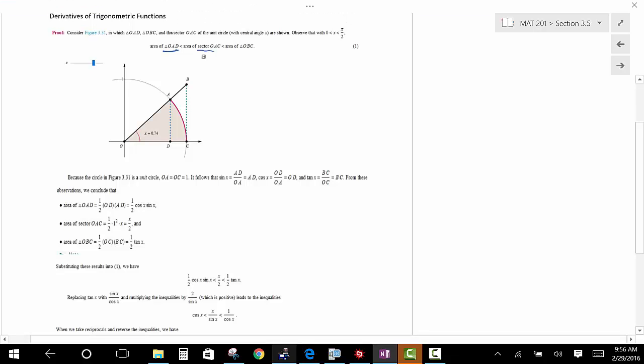Now, if we formalize this a little bit, there's a few things that I do want you to write down on here. So remember the area of a triangle. What's the formula for an area of a triangle?